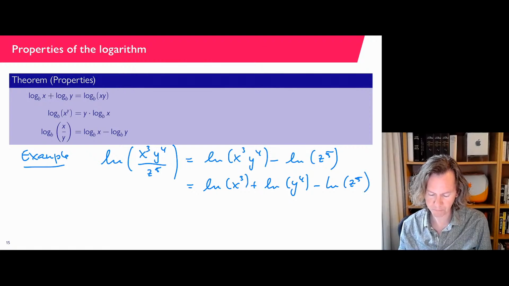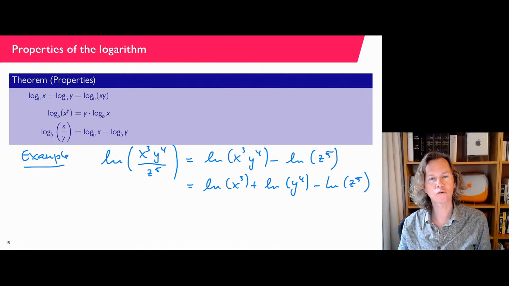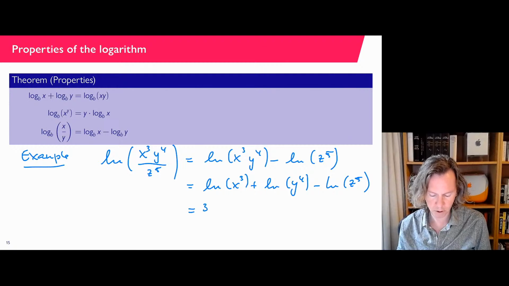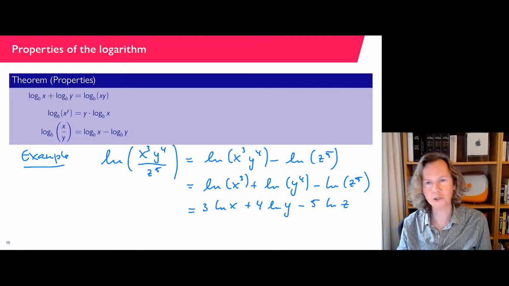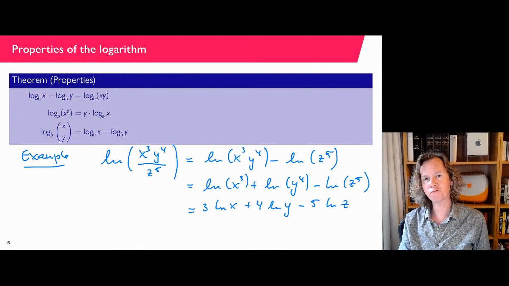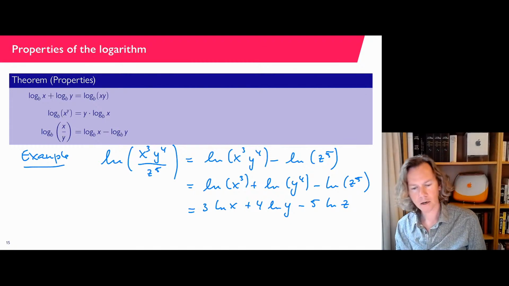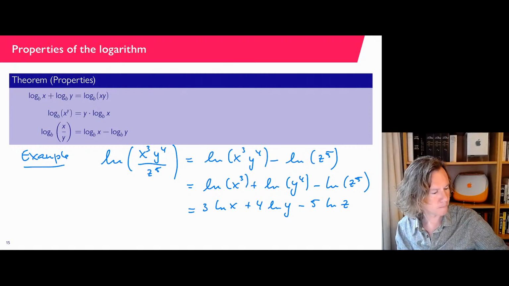I just copy that. And then finally, if you want to write it in terms of the logarithm of x, logarithm of y, logarithm of z, I can move the exponents in front. So I can also write this as 3 ln x plus 4 ln y minus 5 ln z. So this is the same. If you would have to compute this for certain x, y, z on a calculator, you can use either formula. They're mathematically equivalent. They give the same result.